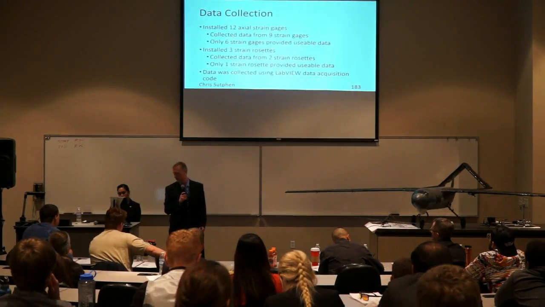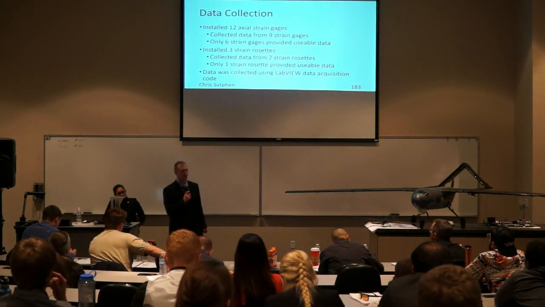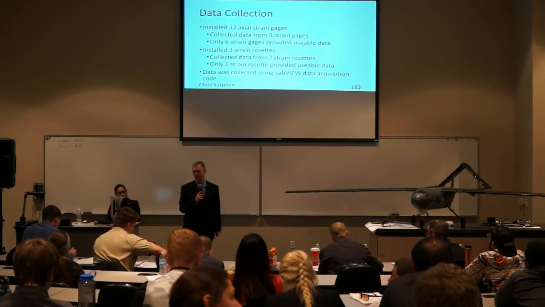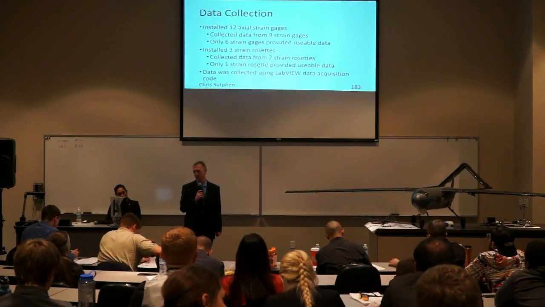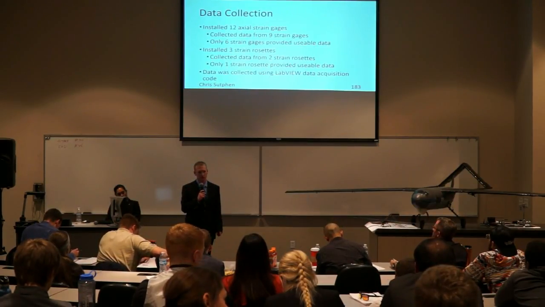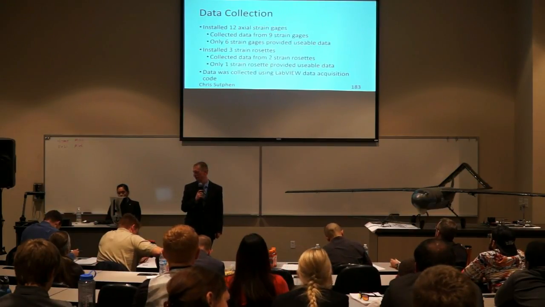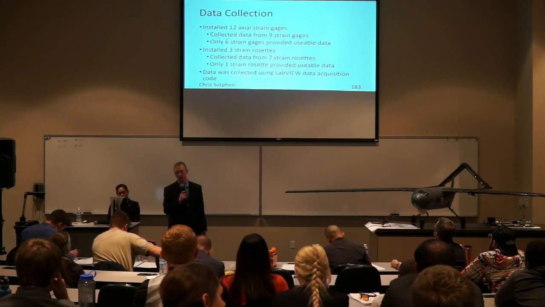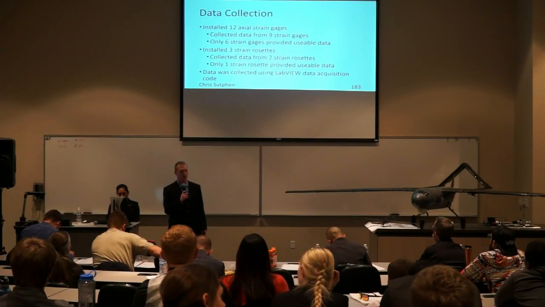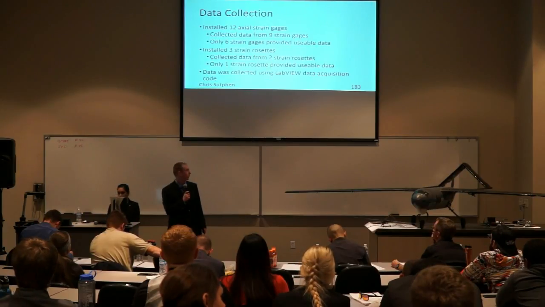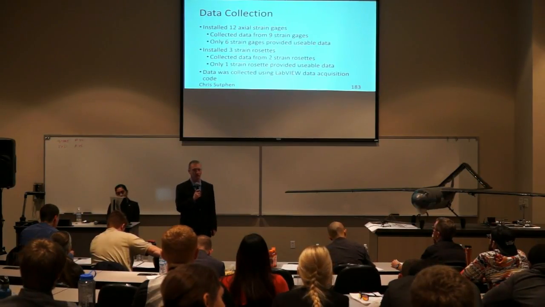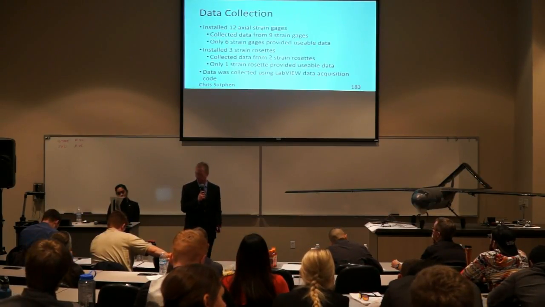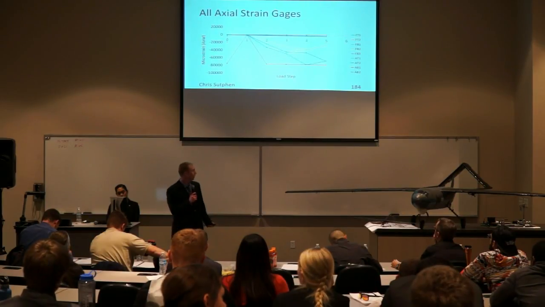So for our data collection, we installed 12 axial gauges. We had 3 on top and 3 on bottom of each spar. Of these, only 9 actually gave us data into the data acquisition system, and of those, only 6 of the gauges actually gave us usable data. We had a similar issue with the strain rosettes. We had 3 strain rosettes. 2 of them actually had all their gauges working, and of those, only 1 had all the gauges actually giving usable data. So you can see all strain data.